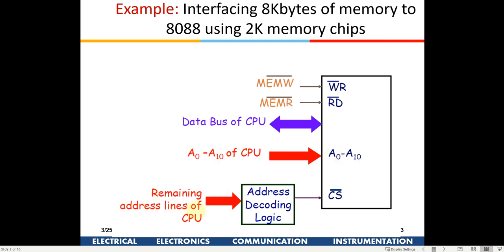The remaining address lines from the CPU have to go to an address decoding logic which will select the chip. There will be 4 such 2K chips. So one of the chips needs to be selected depending on the remaining address lines.